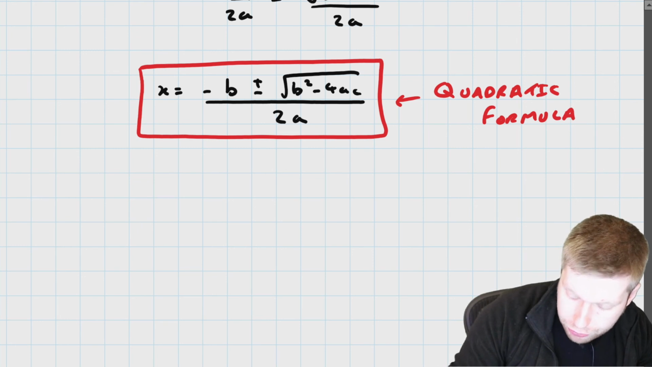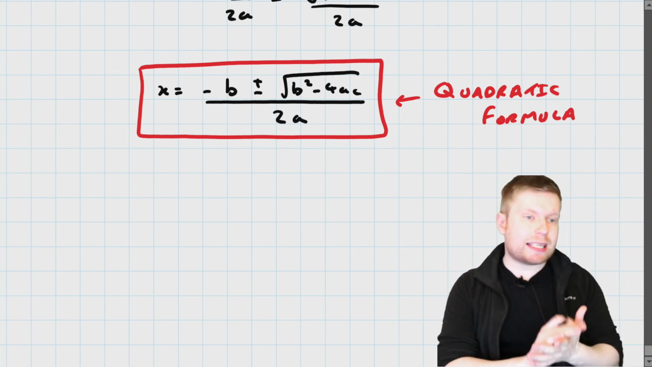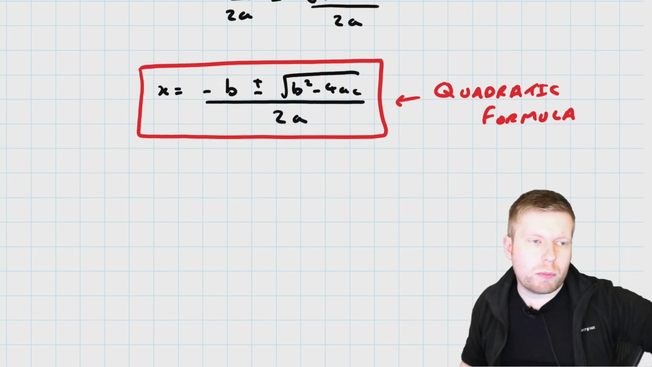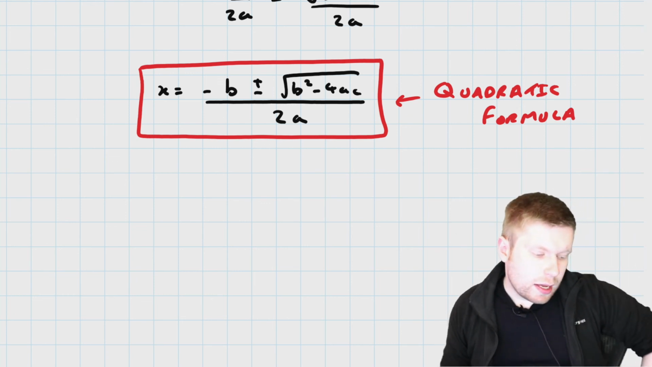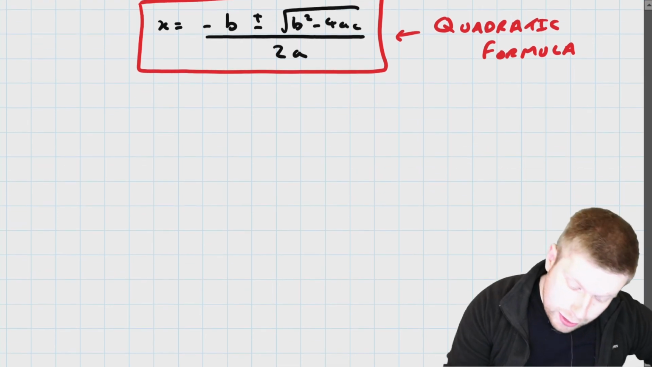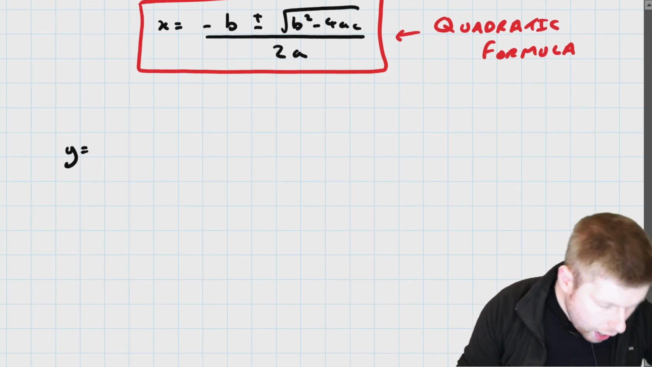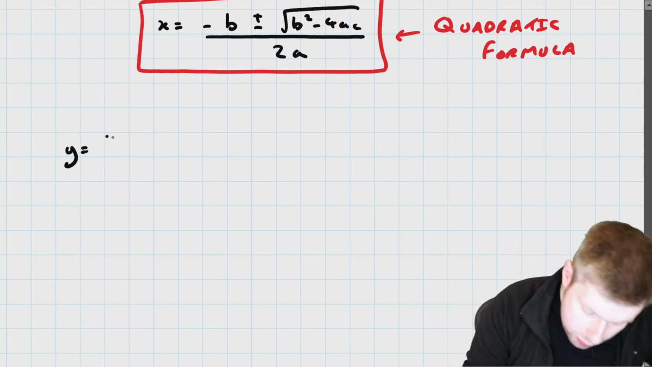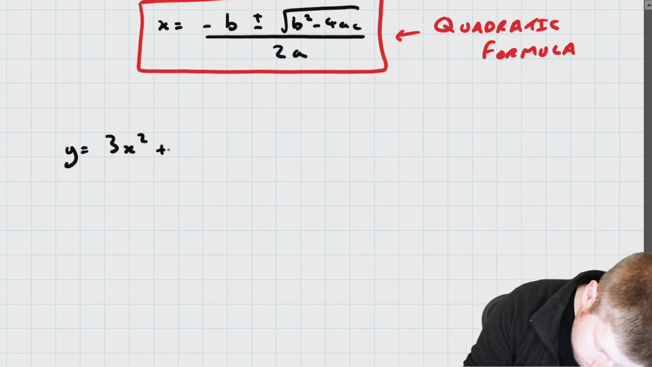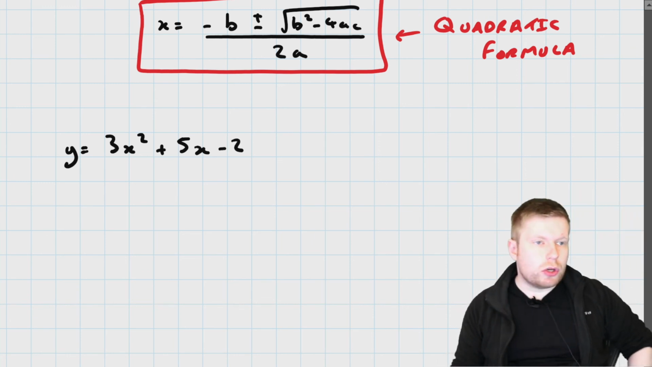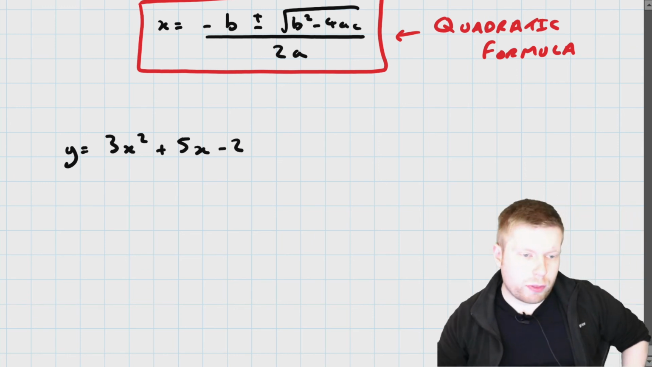So how on earth do we actually go about using this? So this is basically just completing the square. So all we've done here is do it on a general form of a quadratic, okay? So how on earth do I actually go about using this? Well, let's suppose I give you something like y equals 3x squared plus 5x minus 2. And I ask you to use the quadratic formula on this.